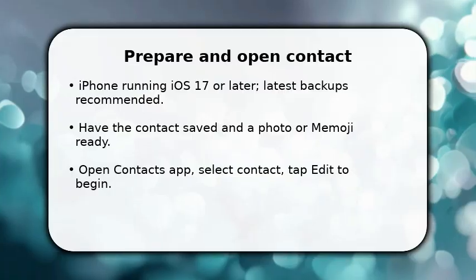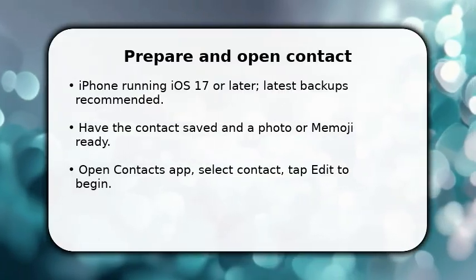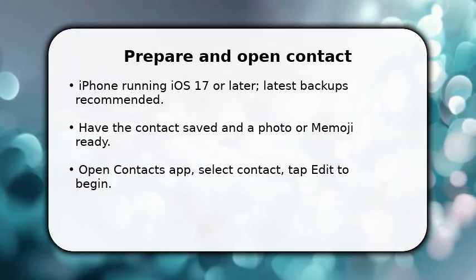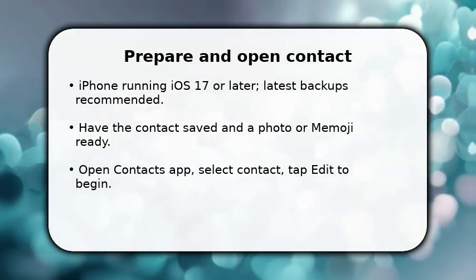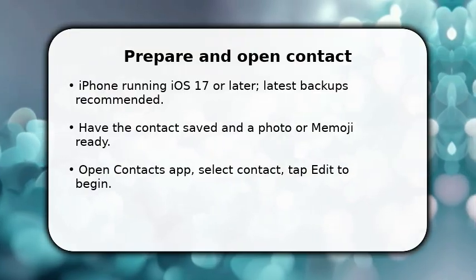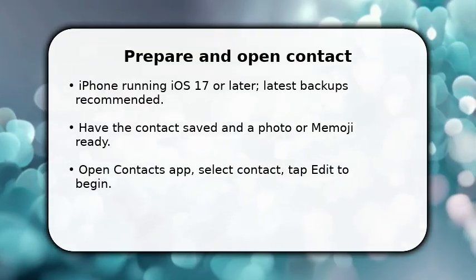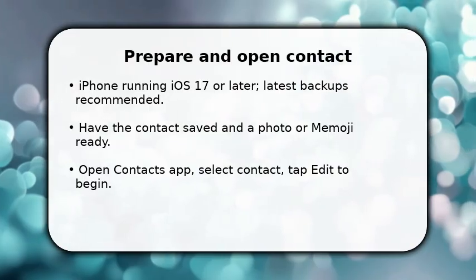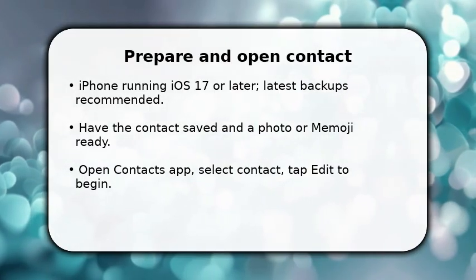Enjoy the video. You already have the essentials: an iPhone on iOS 17 and a saved contact with a photo. Start by opening Contacts and tapping the person you want to update, then hit Edit. Once done, tap Add Photo or Edit Photo to launch the poster editor.